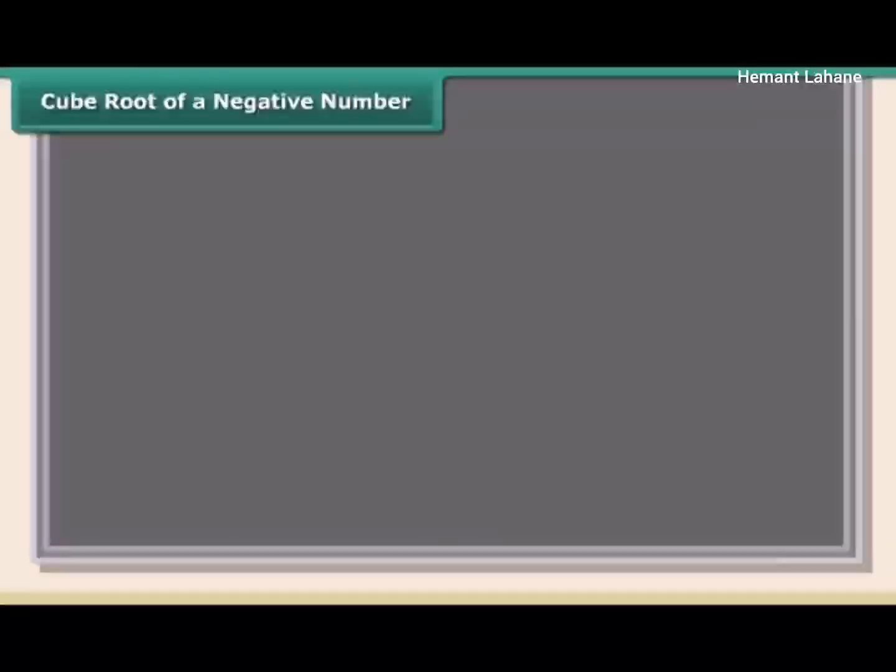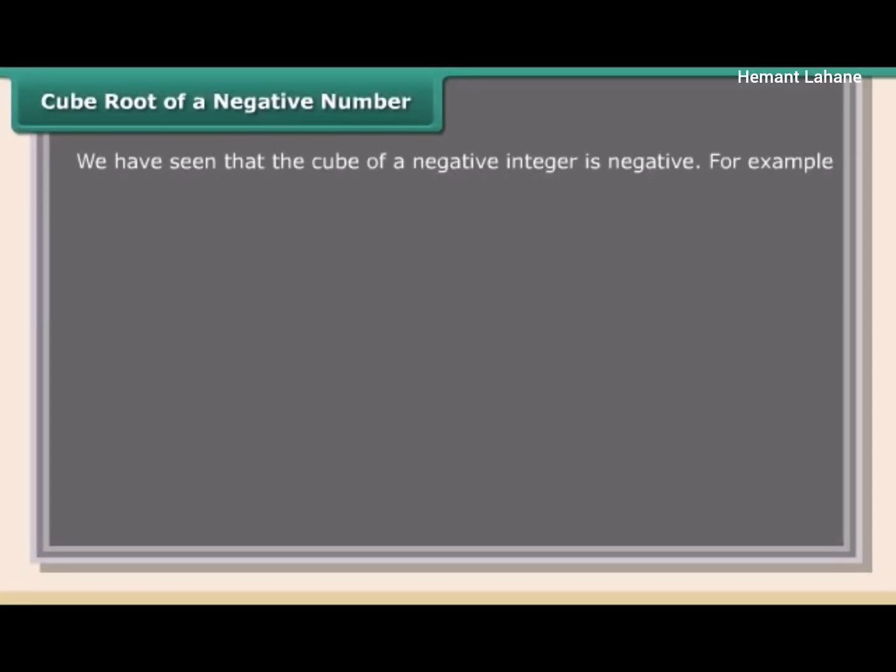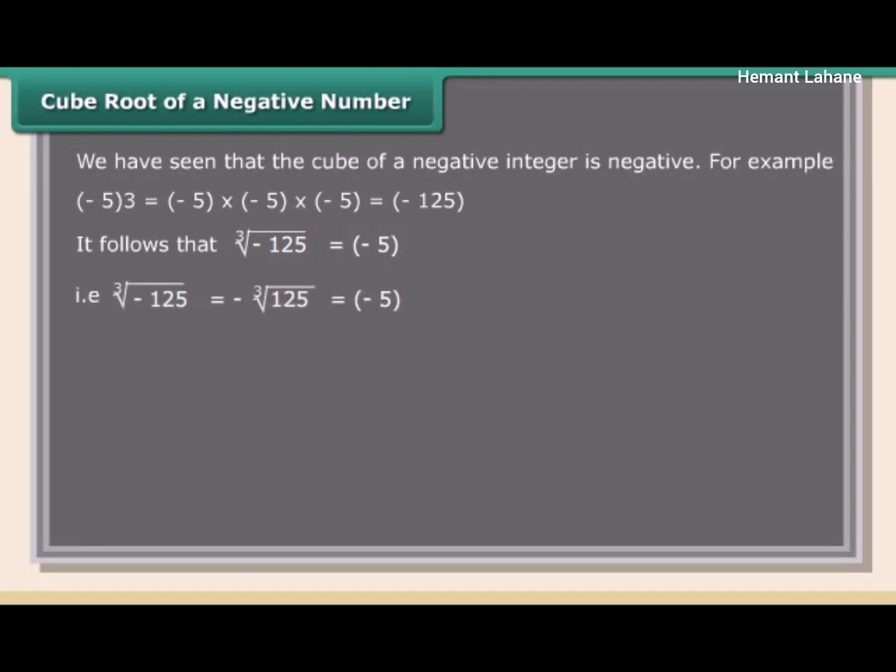Cube root of a negative number. We have seen that the cube of a negative integer is negative. For example, (−5)³ is equal to −5 × −5 × −5, which equals −125. It follows that the cube root of −125 is equal to −5. That is, the cube root of −125 is equal to minus the cube root of 125, that is, −5.